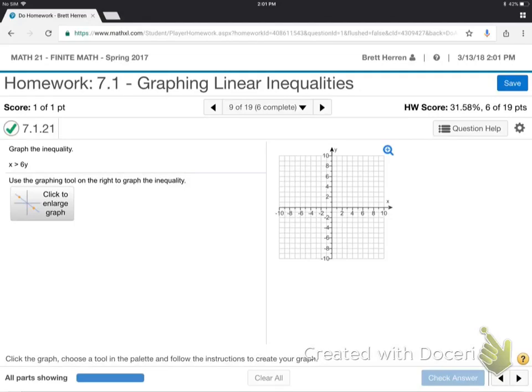Okay, so try that one. Can you graph it?